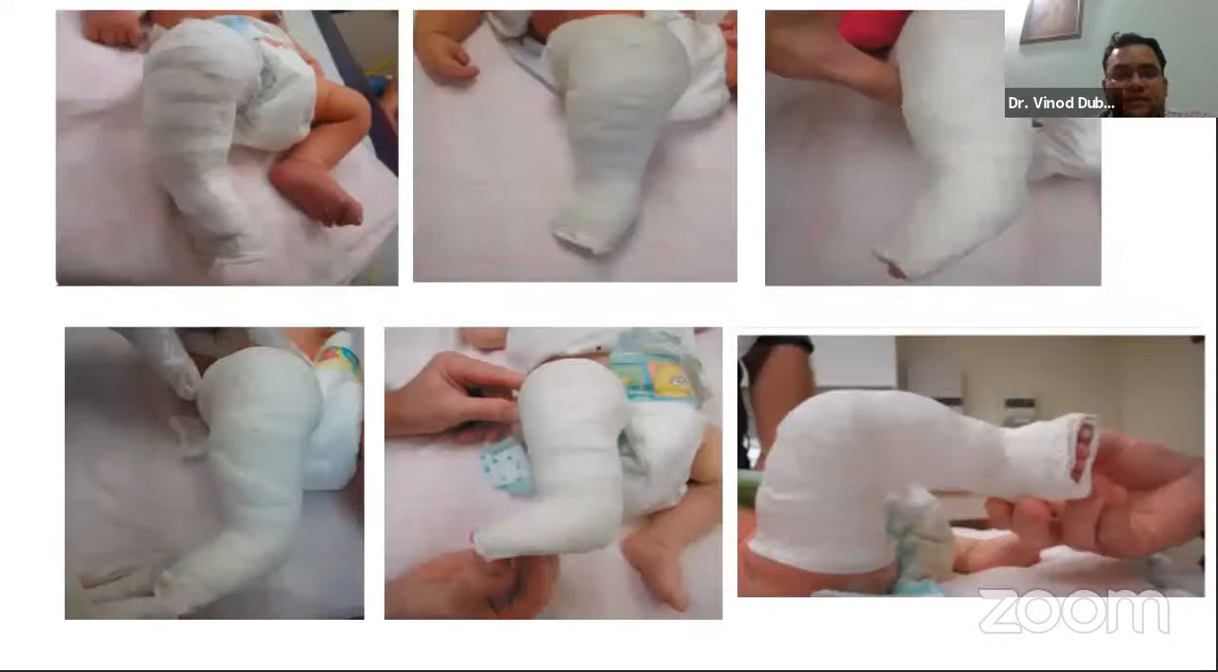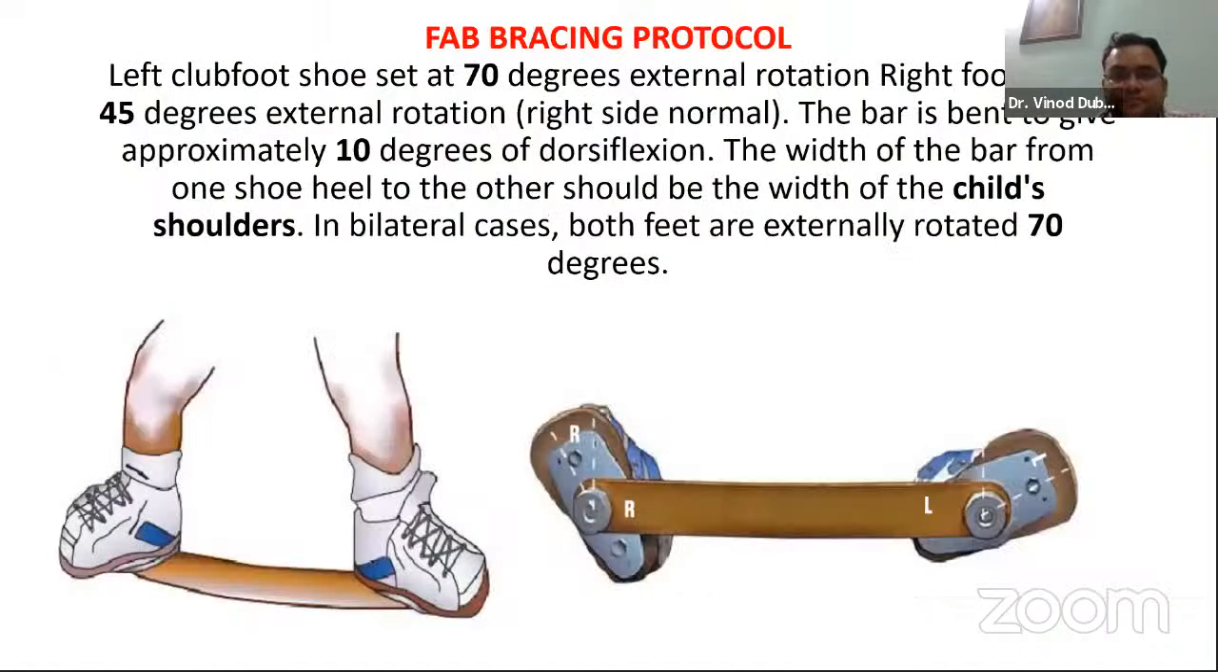This is a cast in different positions. I mean first cast, second, third, and then more after TA tenotomy and full abduction. And then after getting full correction, we give a foot abduction brace, and this has to be stressed upon with every visit. The parents come to you in every visit, you have to tell them that after correction the child has to be put in a foot abduction brace for the next 4 to 5 years.